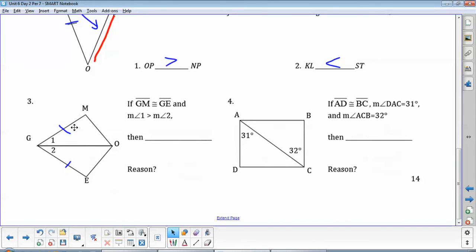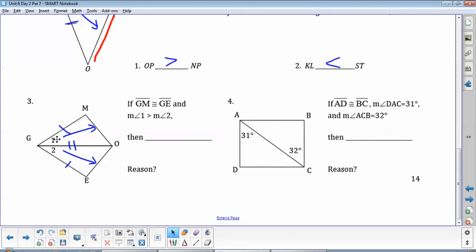Well, we have two separate triangles here, the triangle GMO and the triangle GEO down here. We have one pair of sides that are congruent, and because they share a side, by the reflexive property, I know that line segment GO is congruent to line segment GO. So these two sides in this triangle are congruent to these two sides in this triangle. And we know that the included angles are not congruent. Because the measure of angle 1 is greater than the measure of angle 2, I know the side that 1 is opposite is going to be bigger than the side that 2 is opposite.